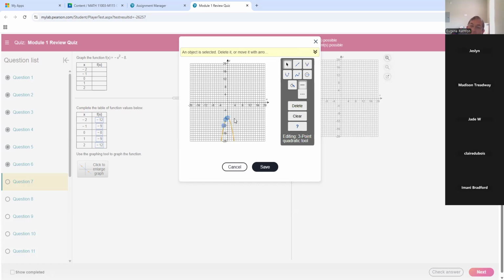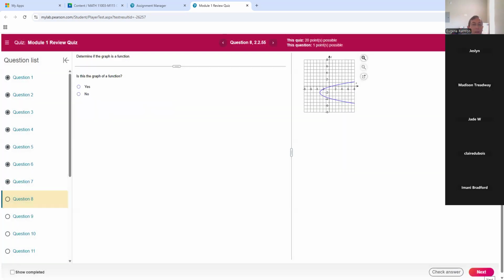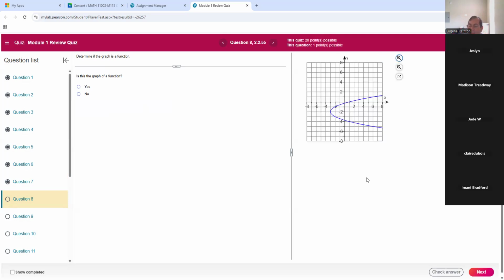Now, it don't look as far down as it did on the calculator because this one's going to 20 in each direction. My calculator was just going to 10, okay? But y'all, that's the same graph, so hit save, and then we hit next. All right, let's see. Let me make this one a little bigger. Is that a function? Does it pass the vertical line test? And remember, the vertical line said if a vertical line can intersect my graph more than once, it's not a function.